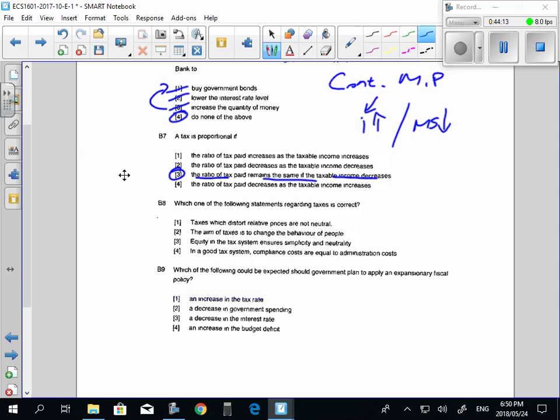Which one of the following statements regarding taxes is correct? You need to know your 3 criteria for a good tax system. All right. They should be neutral. Taxes which distort relative prices are not neutral. Right.